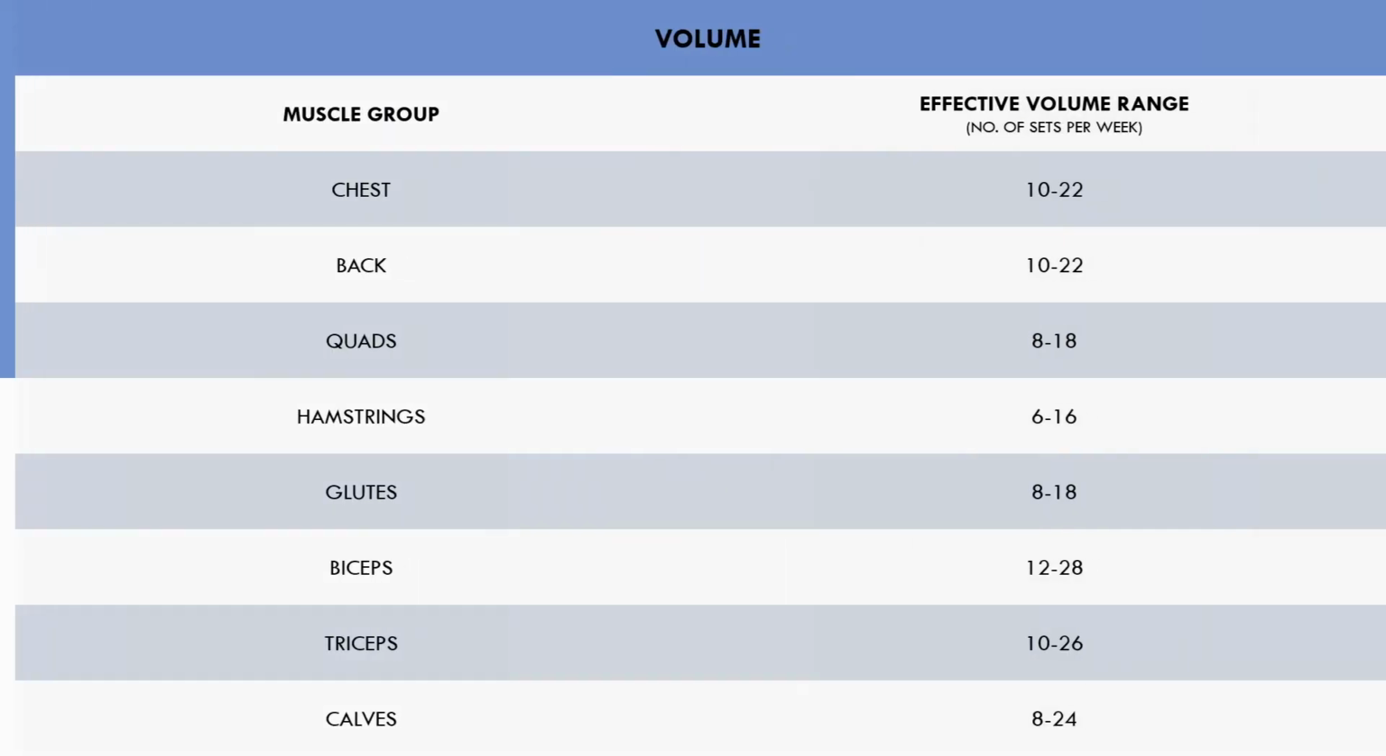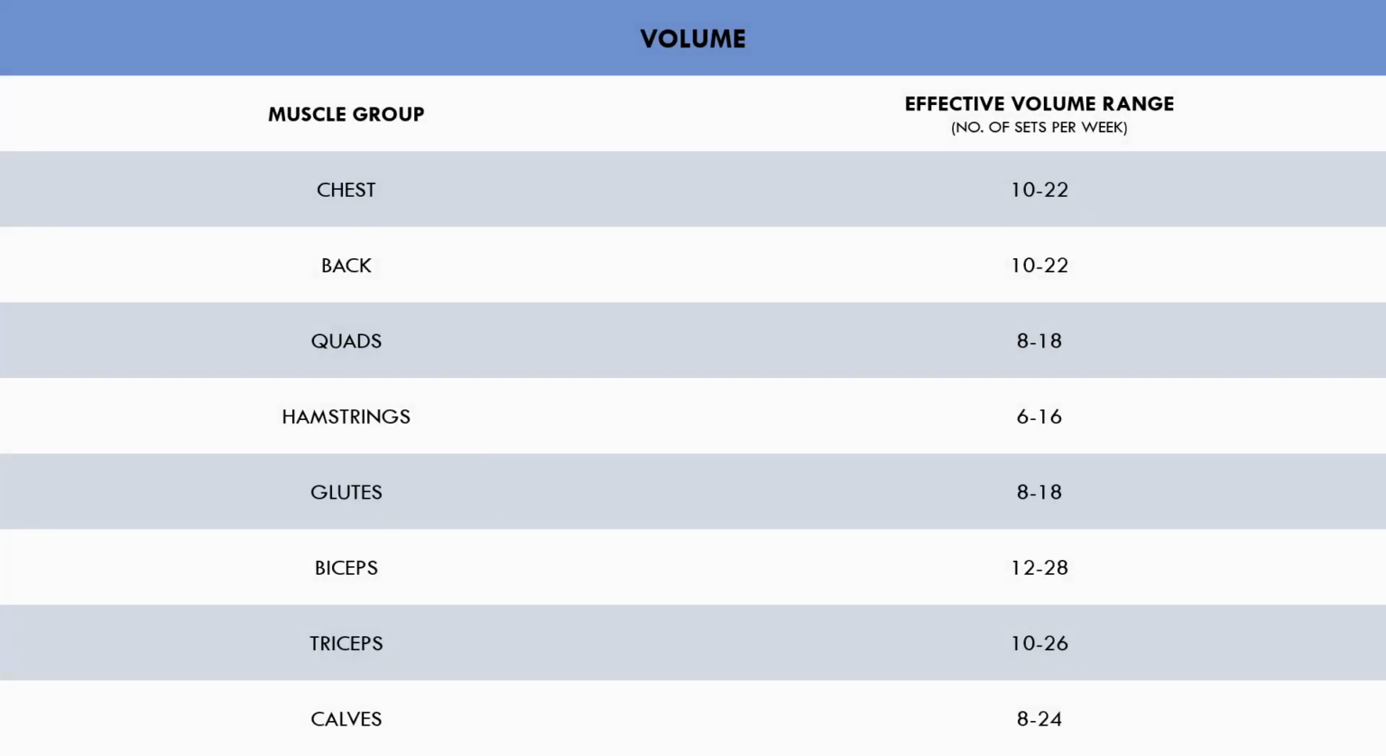Ensuring that we are taking sets close enough to failure, the next most important training variable for muscle growth is volume. Volume refers to the number of sets trained per muscle group per week. Each muscle group has a minimum amount of volume required for muscle growth and a maximum amount that a trainee can recover and adapt to. Here is a very general guide of some average volume ranges for each muscle group.